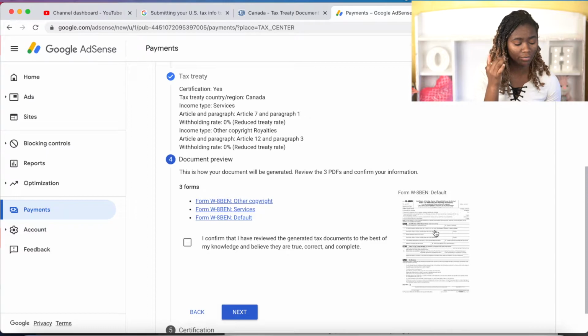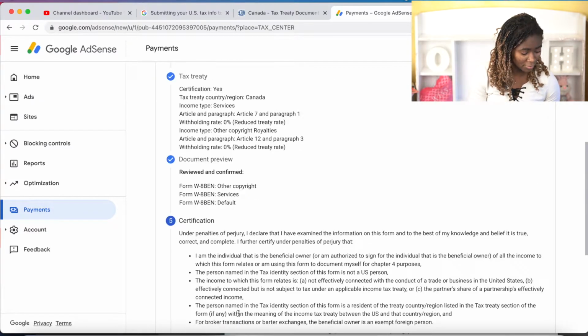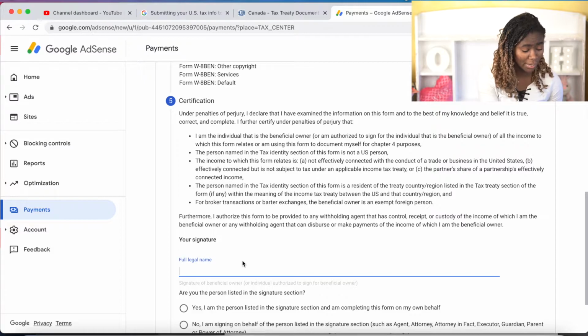I don't know. They look okay, I suppose. I confirm that I have reviewed the generated tax documents to the best of my knowledge and believe they are true, correct, and complete. Next. Under the penalties of perjury, I declare that I have examined the information on this form and to the best of my knowledge and belief it is true, correct, and complete.